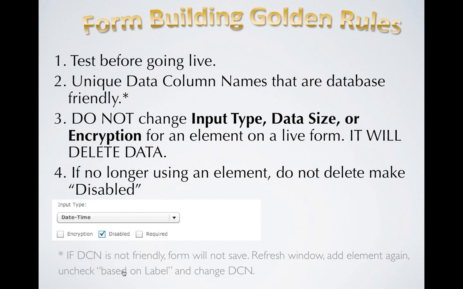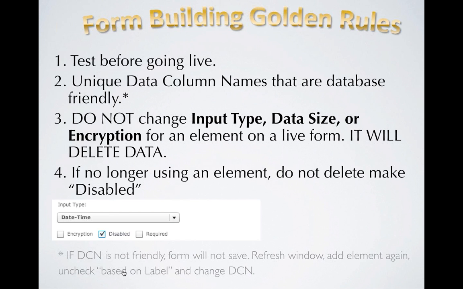I mentioned earlier about the form building golden rules. So here are the 4 golden rules that we have. That first one is test before going live. The reason for that is you don't want to get out in the field and have your users ready to collect data and find out that the form doesn't work correctly. Maybe there's a misstep in the JavaScript that you wrote for the smart controls, or they're able to view a field that you thought was hidden, or vice versa. So just make sure you test before you go live.